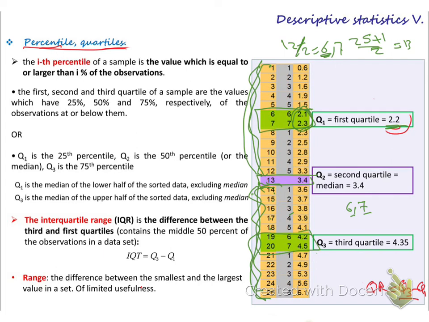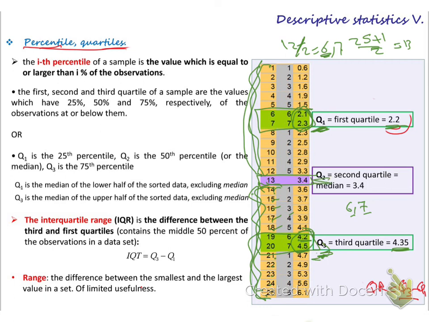If I want to make sure that I'm right, I have to count the numbers under it and before it. 1, 2, 3, 4, 5. And before it, 1, 2, 3, 4, 5. So I have 5 numbers before and 5 numbers under. So here the third quartile will be 4.2 plus 4.5 equals 8.7 divided by 2 equals 4.35. So this is called the third quartile, okay? So this is the first quartile and this is the third quartile. And the median itself will be the second quartile.